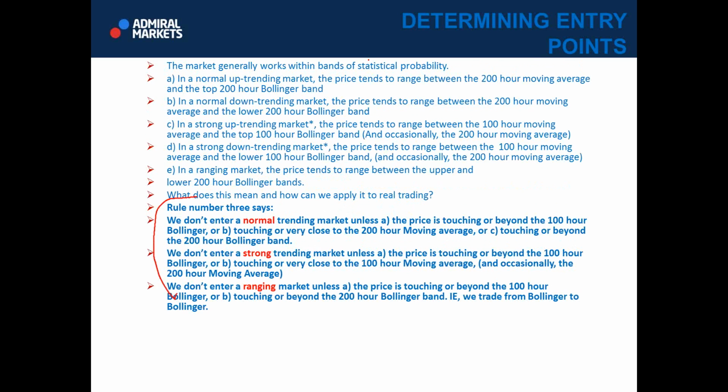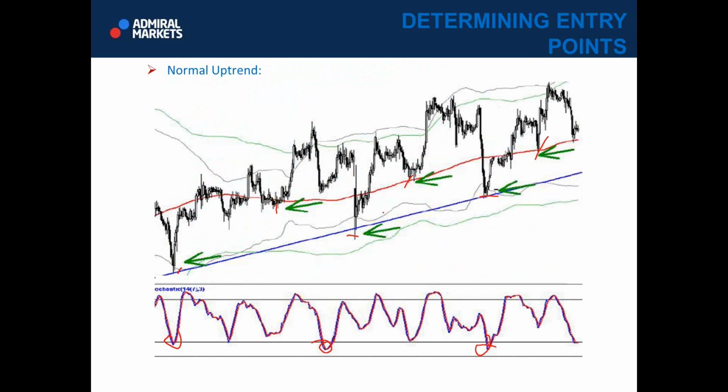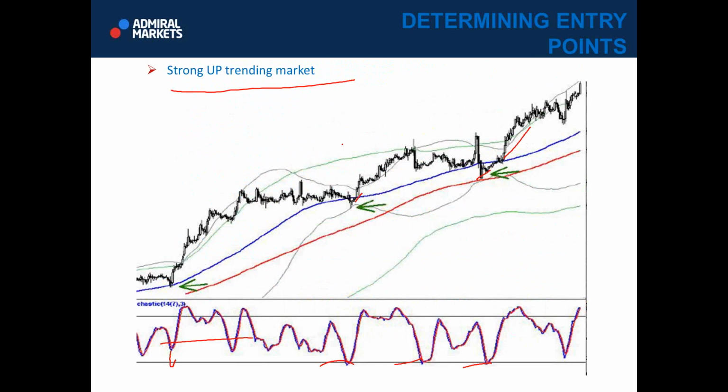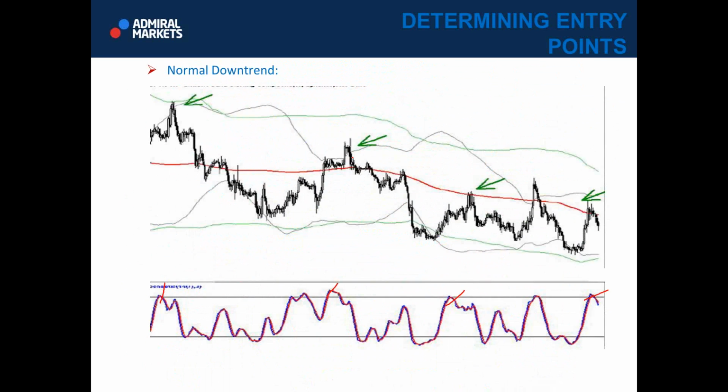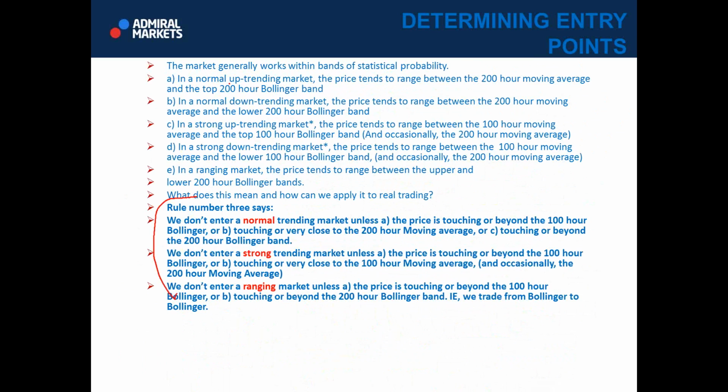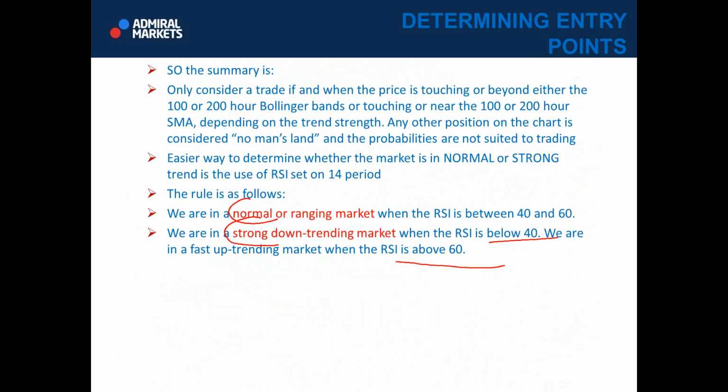Then you need to determine whether the trend is normal, strong, or range. You can do it by your naked eye, but you can also do it by your naked eye if you follow these rules. So these rules are followed to determine whether the trend is normal, strong, or range, or you can do it by indicator, RSI. So these are RSI settings.